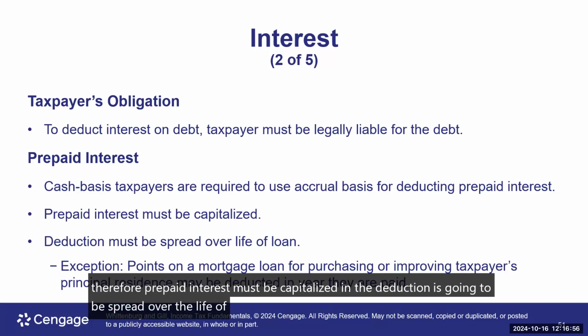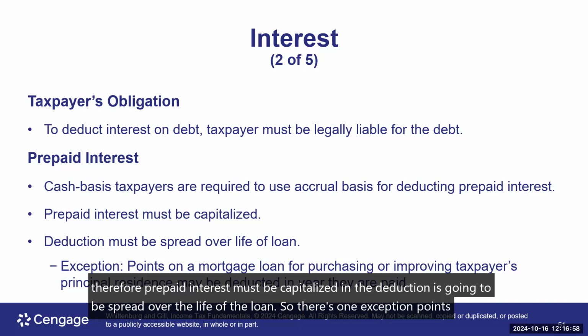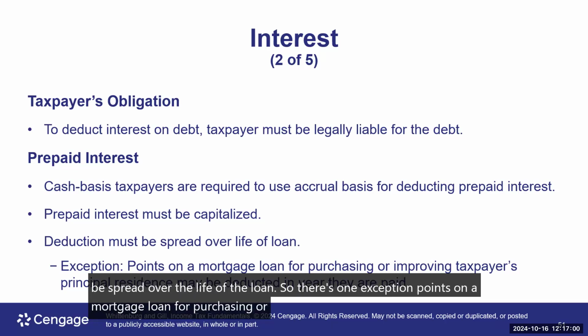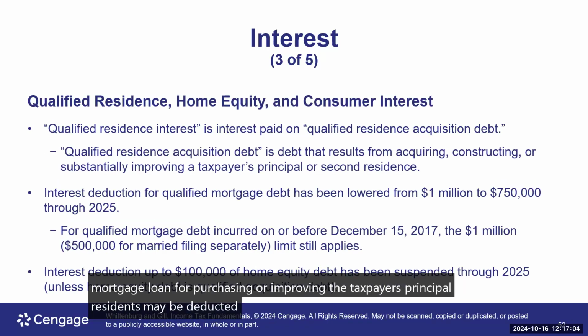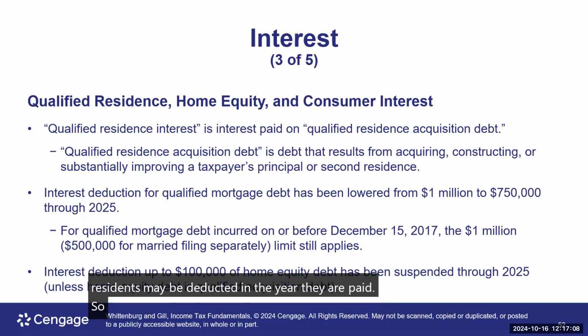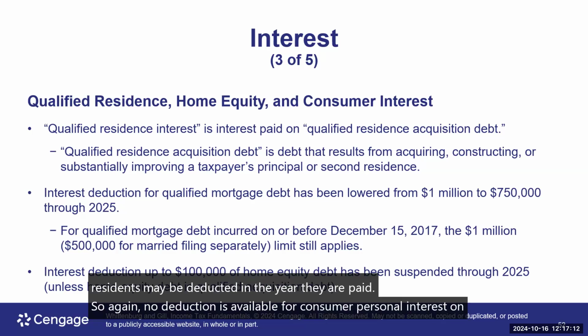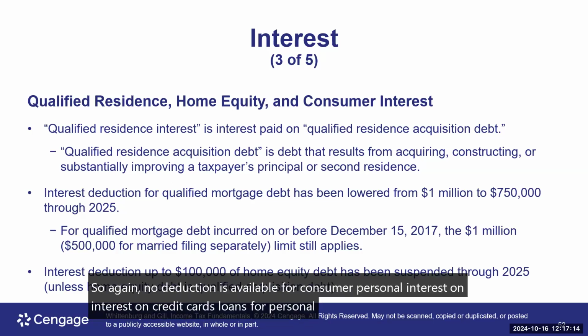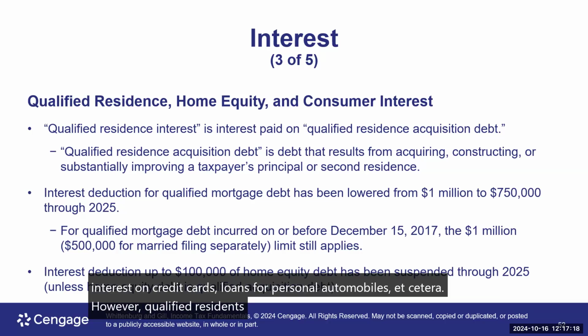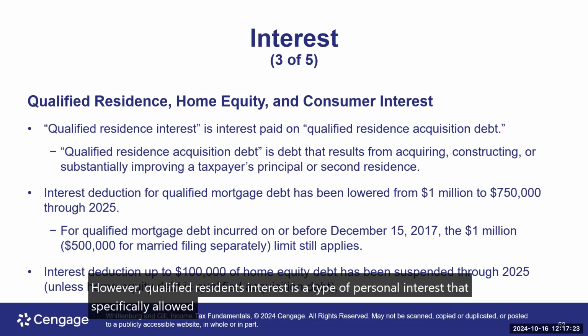So there's one exception: points on a mortgage loan for purchasing or improving the taxpayer's principal residence may be deducted in the year they are paid. So again, no deduction is available for consumer personal interest on credit cards, loans for personal automobiles, etc. However, qualified residence interest is a type of personal interest that's specifically allowed by the Internal Revenue Code.